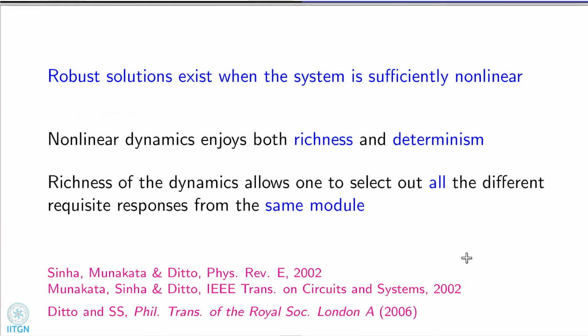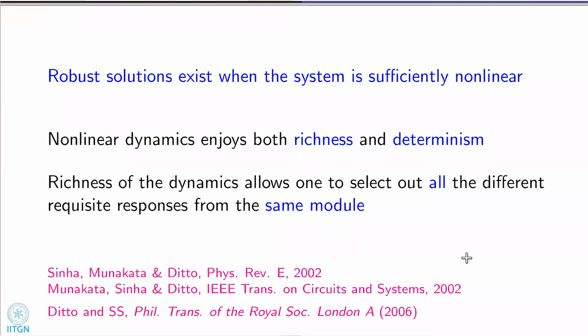Now, this is the one point to take home. Robust solutions to that set of equations exist only if the system is sufficiently nonlinear. And in fact, for all the various maps we tried it on, it existed only when it was chaotic, because at the level of nonlinearity we had, the system was chaotic. That was incidental. You don't need it in the solutions, but sufficient nonlinearity is necessary, and that often entails chaos.